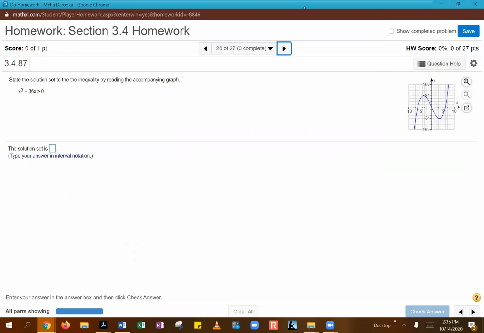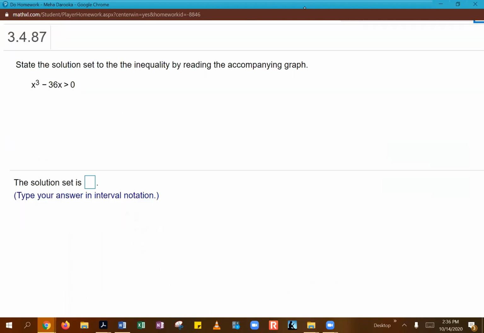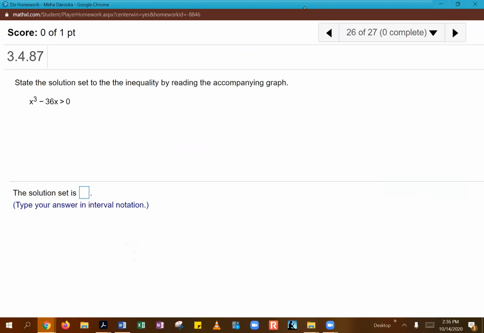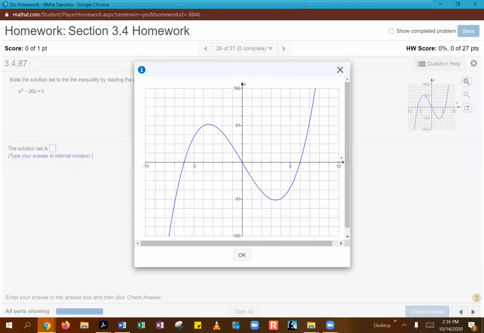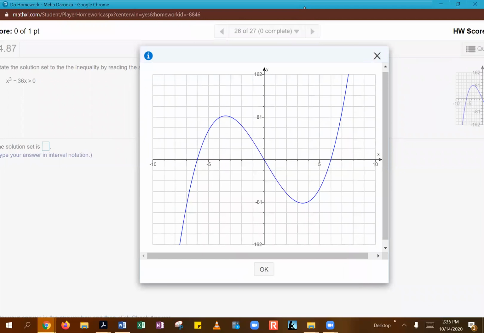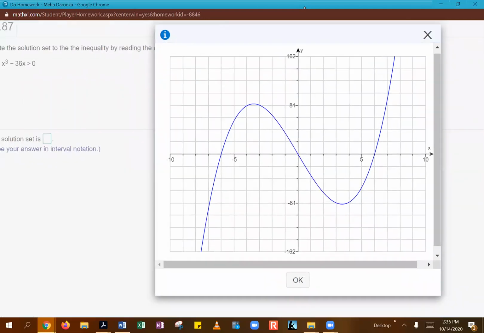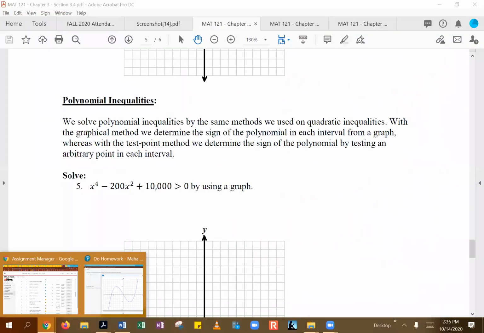Some of these examples use the graph to help us solve it. So this is your equation, x cubed minus 36x, and you can see this is greater than 0. They're asking us to solve this by looking at the graph for this function, and this is what the graph for this function ends up looking like. Let's make this just a little bit bigger. And then we have, what did I do?